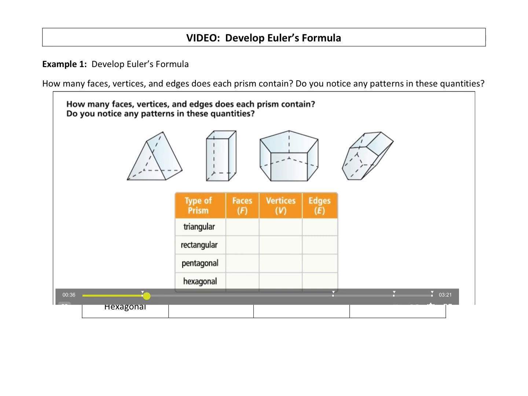Let's start by focusing on the triangular prism. A triangular prism has 5 faces, 6 vertices, and 9 edges. Next, a rectangular prism has 6 faces, 8 vertices, and 12 edges.